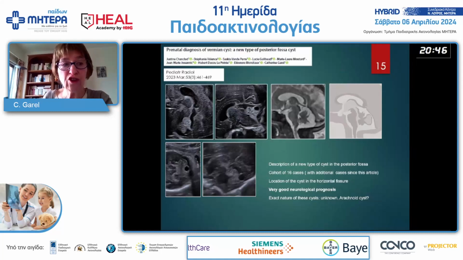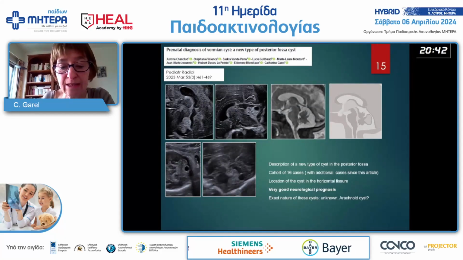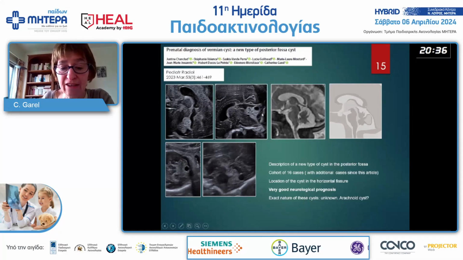I also want to show this new type of vermian cyst that we have described recently, which is located in the horizontal fissure just below the primary fissure. It has a very good neurological prognosis.